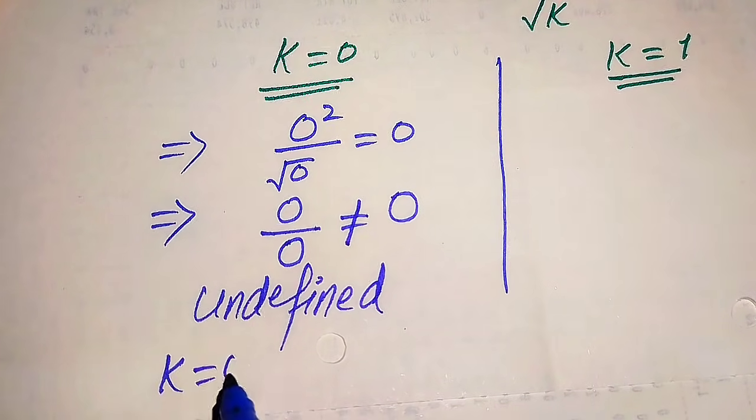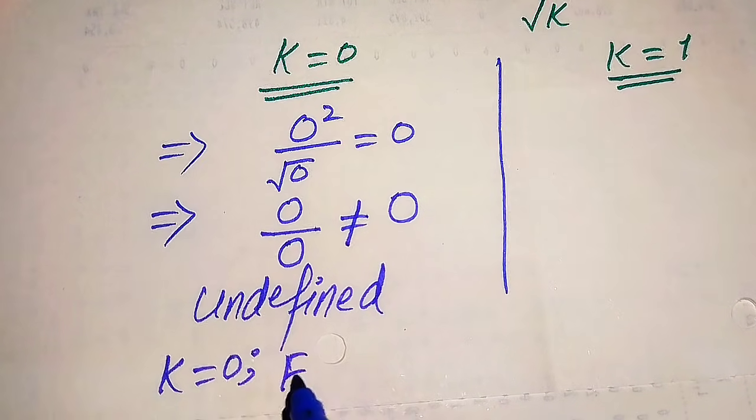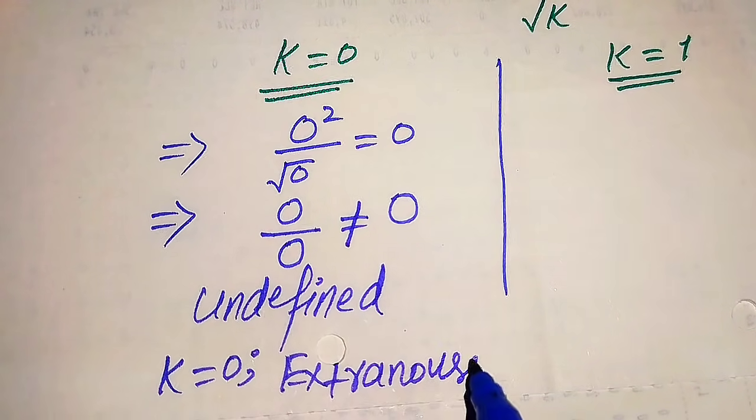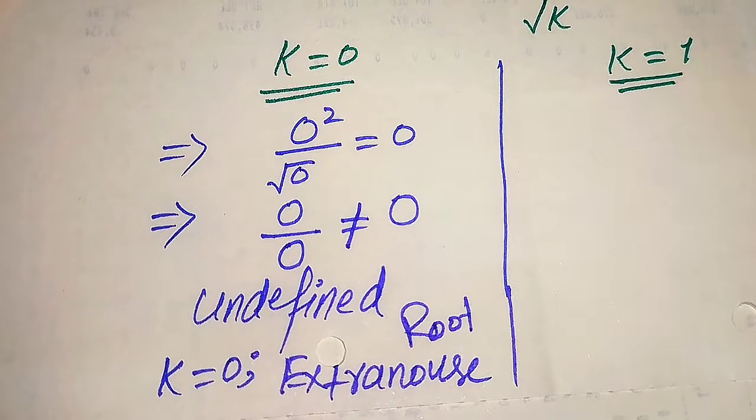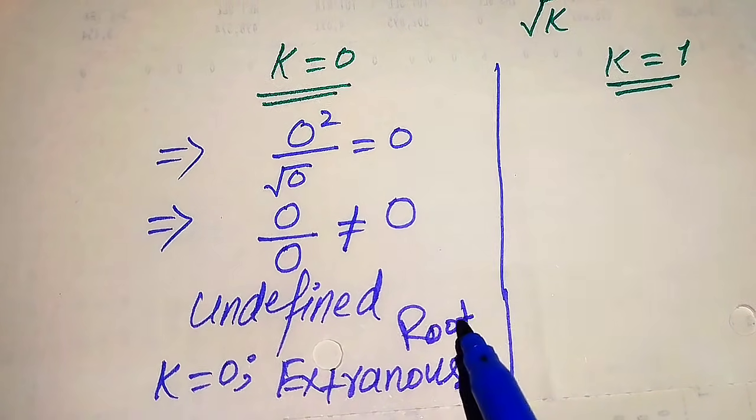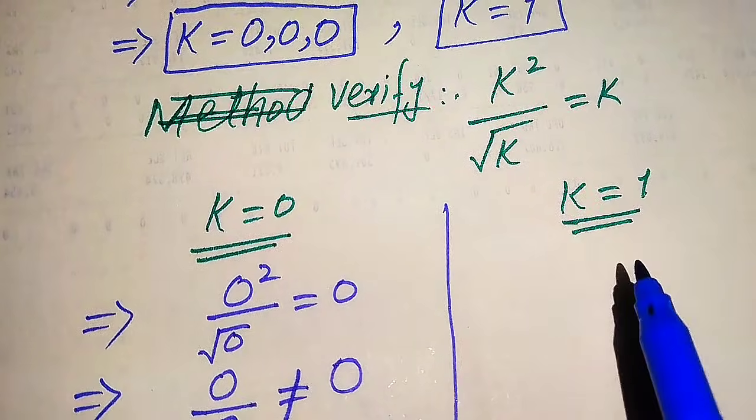So we call k equals 0 the extraneous root of the given equation. This is the extraneous root because it does not satisfy our given question statement. And here further we move towards our second solution.